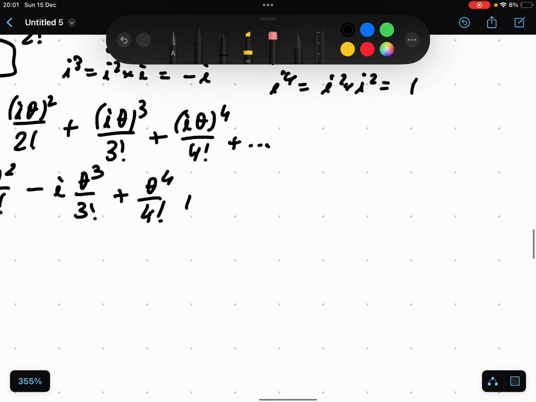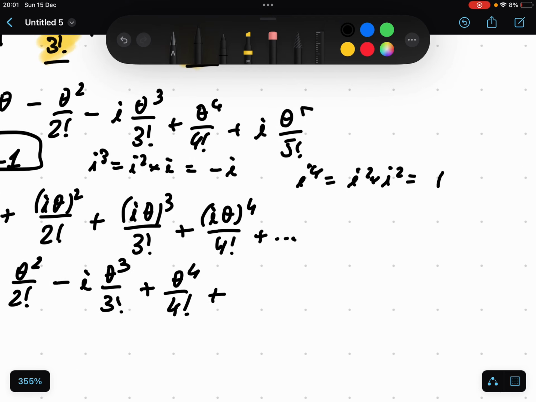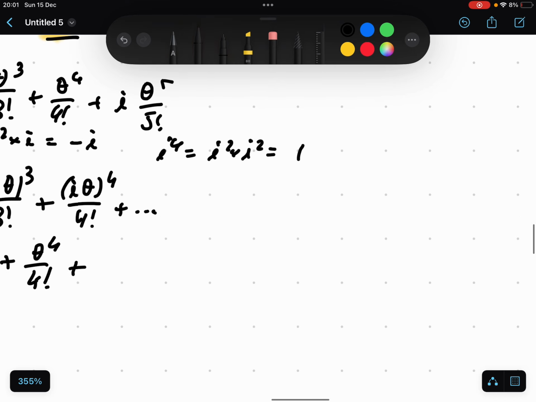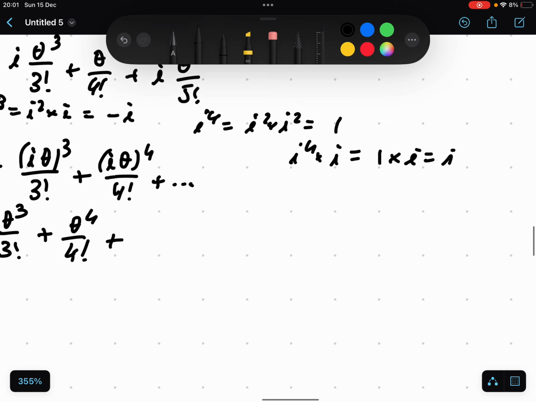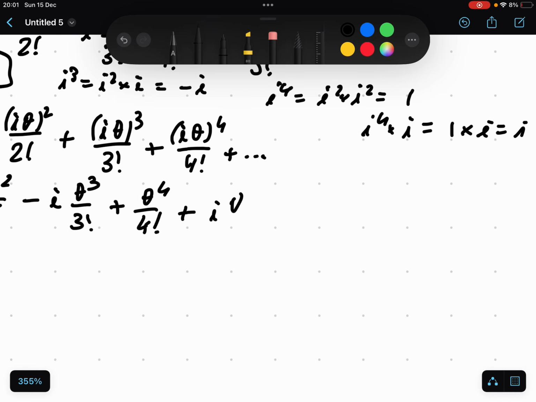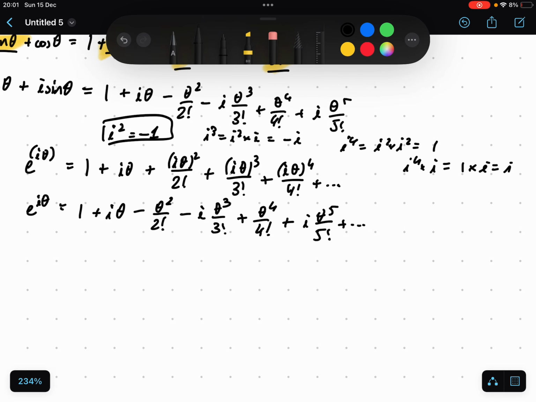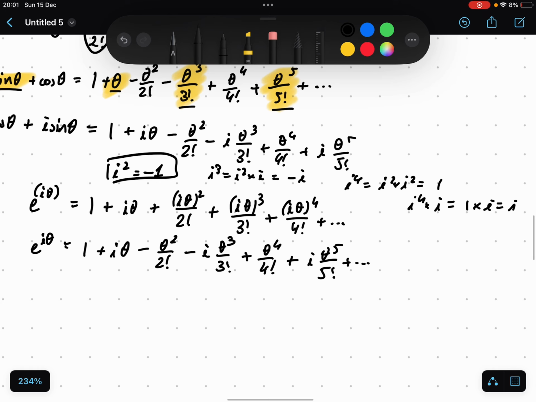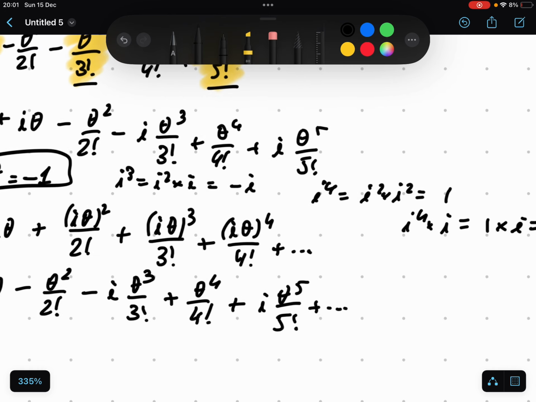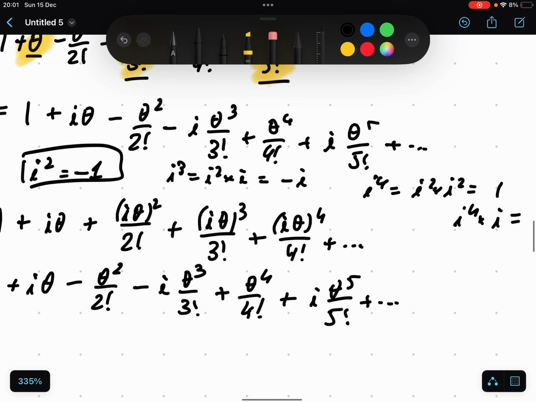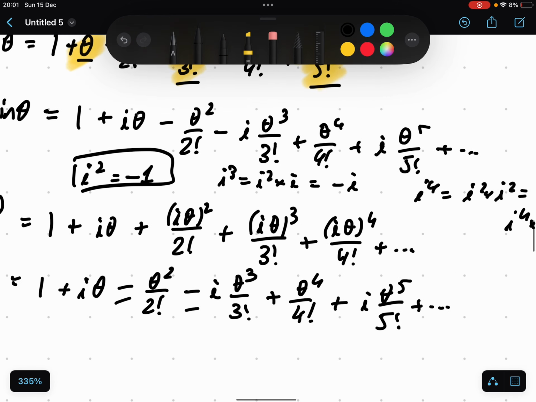If I keep going, we're going to get i theta to the 5. i to the 5, again, you can just continue the trend, is just taking i to the 4 times i, which is 1 times i, which is i. So you're just going to be left with plus i theta to the 5 over 5 factorial. Now I hope you noticed something. This formula we have over here is exactly the same as this one. This should go on forever, but you can see it's exactly the same. All the terms just line up really nicely. The minuses all line up, and the pluses also all line up.